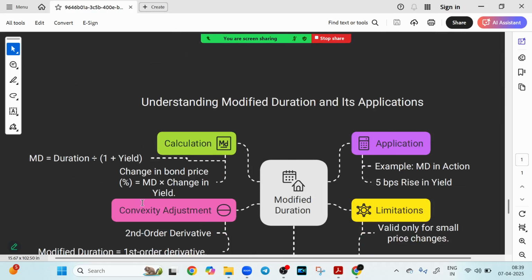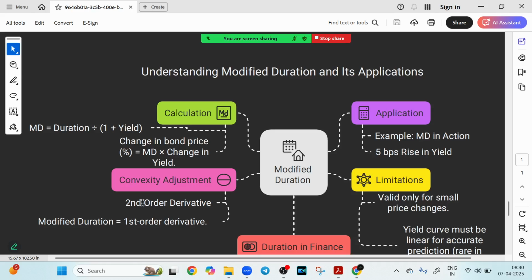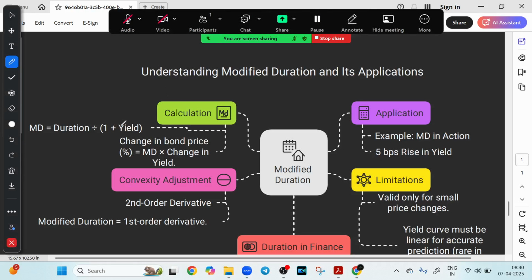The next topic is understanding modified duration and its application. Yes. So friends, if you have already got a grip on the basics of duration, let's now step into its more refined cousin, that is called modified duration. Think of it like duration 2.0. More precise, more predictive, and incredibly useful for investors and risk managers alike. So modified duration is calculated as duration divided by 1 plus yield.